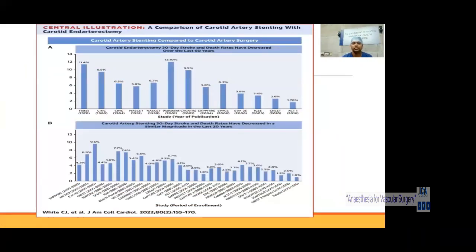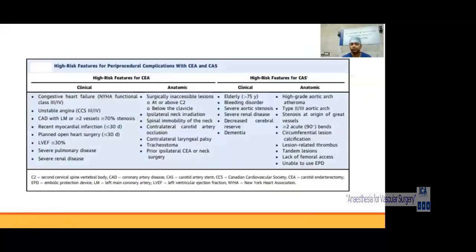Now, this is an illustration showing that over 50 years, the 30-day stroke and death rates for carotid endarterectomy have decreased. Now it is around 1 to 2%. Similarly, for carotid stenting, 30-day stroke and death rates have decreased in the last 20 years, again to 1 to 2%. Both have comparable outcomes. But the trend is now more towards carotid stenting, and more carotid stentings are being done than carotid endarterectomies.